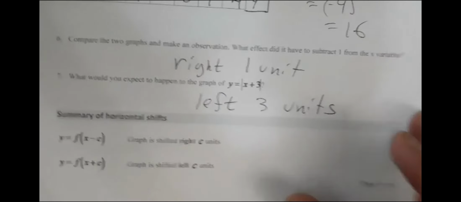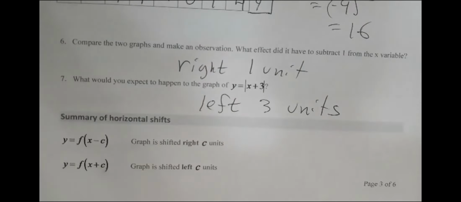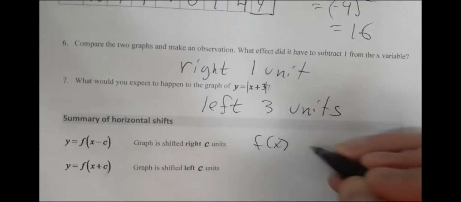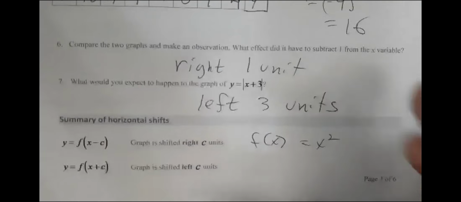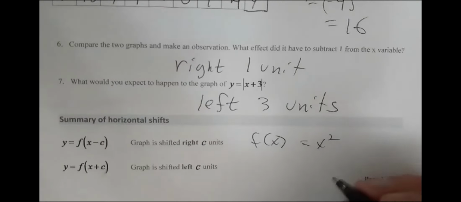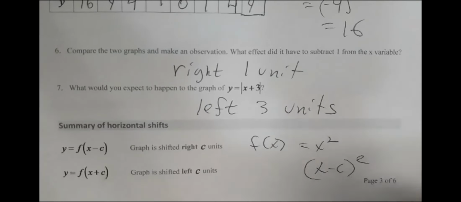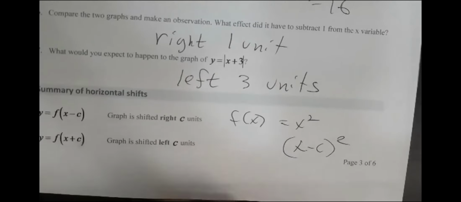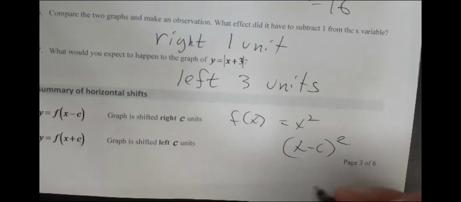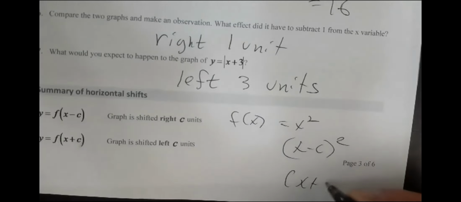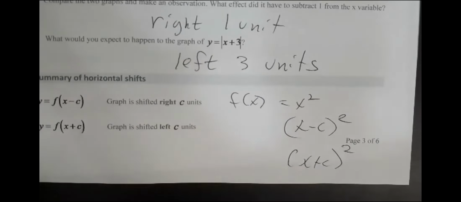And this is the summary that they're talking about. So when they say f of x minus c, in this example our f of x equals x squared, right? So if it's happening within the square, like x minus c squared, that's going to move that thing to the right. That's like the example we had. We had x minus 1, it moved it to the right one. And if it looks like x plus c squared, then it's going to move it to the left. To the left now, y'all.